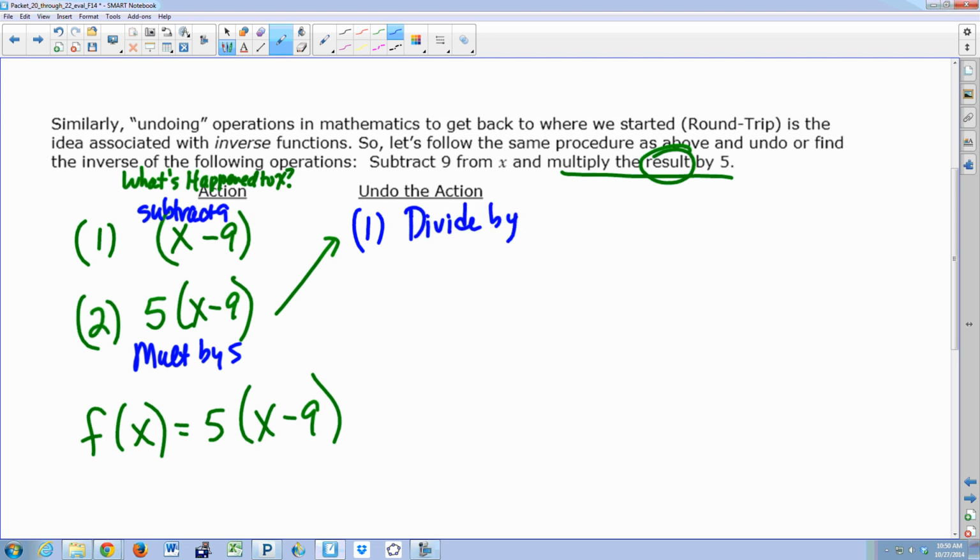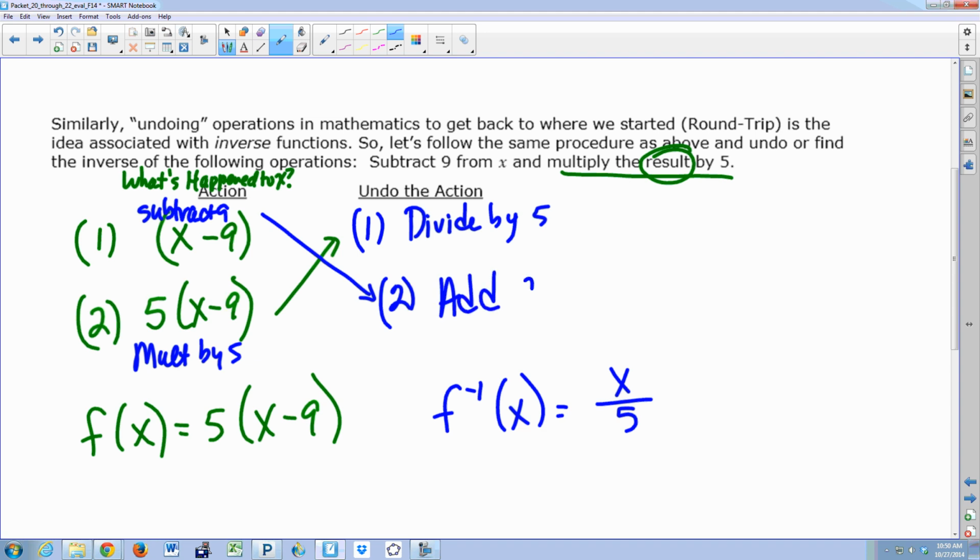Okay, so if I'm now finding my inverse or my undoing, I'm going to take my x and I'm going to divide it by 5. That's the first thing I'm going to do. And now the last thing I do is to undo the very first action. And how do we do that? Nick? Add 9. Okay. So voila, we have just found the inverse function for f of x.